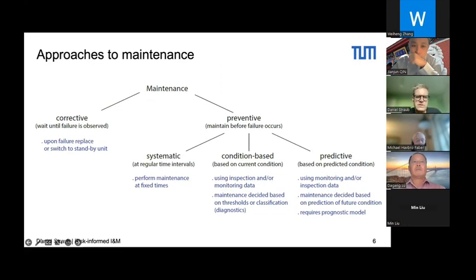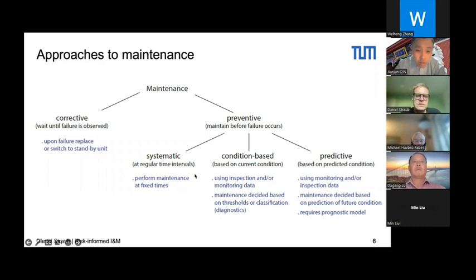In particular, we differentiate between corrective and preventive maintenance. And I'm not going to talk about corrective today, which is basically what you do with a light bulb. You just wait until it fails and you replace it, which you can do for low-consequence failure processes. But I'm going to focus on preventive today. Now, we distinguish furthermore between three types of preventive. One is systematic. You just replace or do some maintenance at regular time intervals.